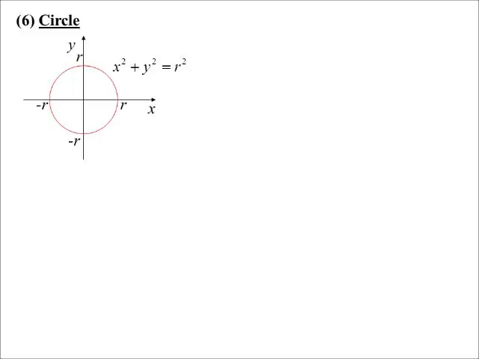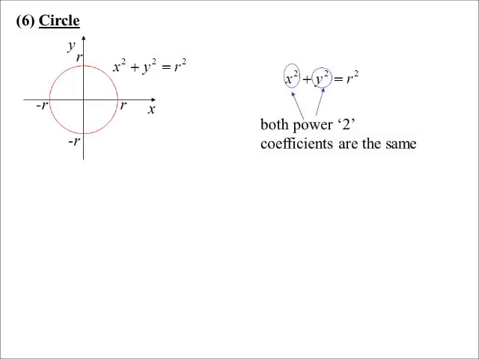All right. Circle. There we go. x squared plus y squared is the radius squared. Now, the pronumerals are both to the power of 2, and the coefficients are the same. Right, so 2x squared plus 2y squared is still going to be a circle. If the coefficients are different, what do you get? An ellipse, yeah.